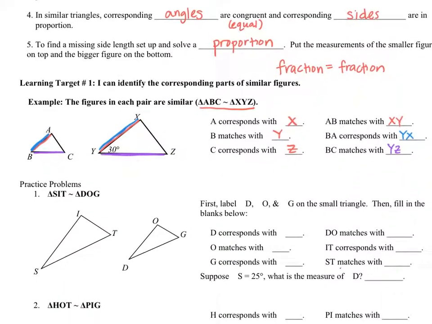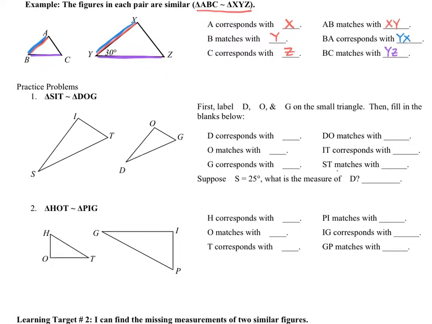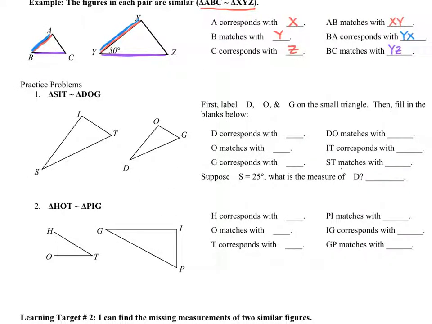Now I'd like you to try the two practice problems down here before we move on. The directions say to label points D, O, and G on the small triangle, but as you can see, it's already labeled, so we don't need to follow that. We're going to fill in these blanks. I'm going to have you do it, and then we'll move on to the next part where we're setting up proportions. Go ahead and pause it right now while you try this. Pause it for a few minutes, and then you'll see the solutions here, and I'll walk you through it.